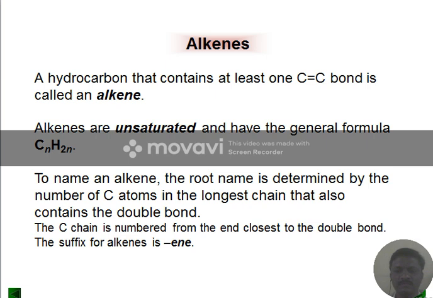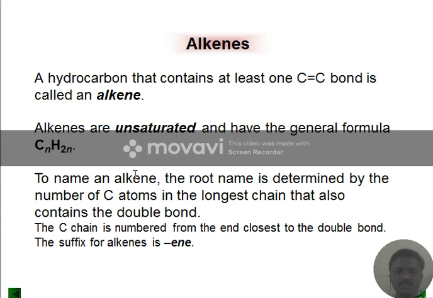So the alkenes: a hydrocarbon that contains at least one carbon-carbon double bond. The double bond present between the carbon and carbon is called an alkene. Alkenes are unsaturated and have a general formula CnH2n.